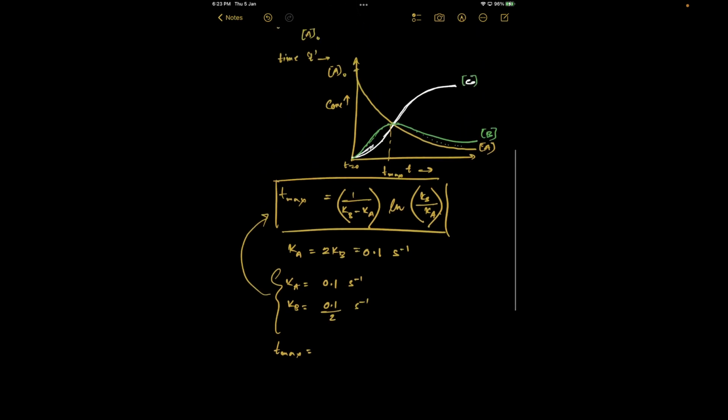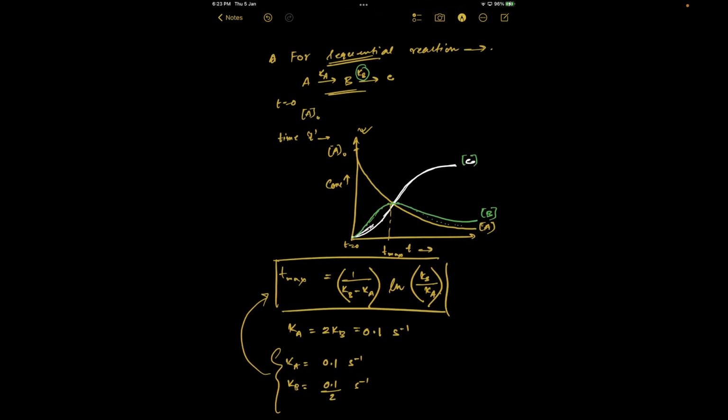Okay, so this plot is actually very important. For a consecutive reaction at T equal to 0, the only concentration is A. So this is the initial concentration A0. Then with time the concentration of A will decrease, and with rate constant Ka, from A molecules B molecules are forming. That's why the concentration of B gradually starts increasing. Then after a certain time, from B molecules with rate constant Kb, C molecules are forming. So the concentration of B molecules starts decreasing, and the concentration of C molecules increases. That's why a maxima happens at this time. So this is T max, the time at which the concentration of B molecules is maximum.